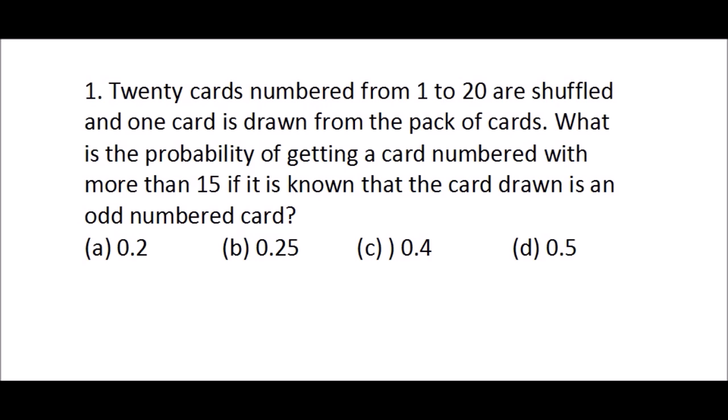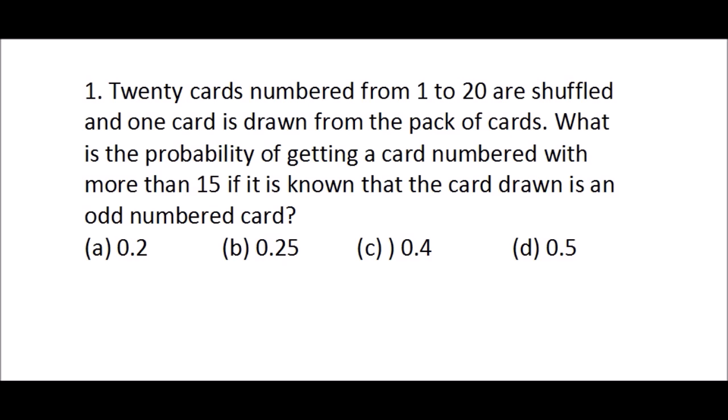Our first problem is: 20 cards numbered from 1 to 20 are shuffled and one card is drawn from the pack of cards. What is the probability of getting a card numbered with more than 15 if it is known that the card is an odd numbered card? You can see in this problem already it is known that the card drawn is an odd numbered card. Therefore, this problem is a conditional probability problem.